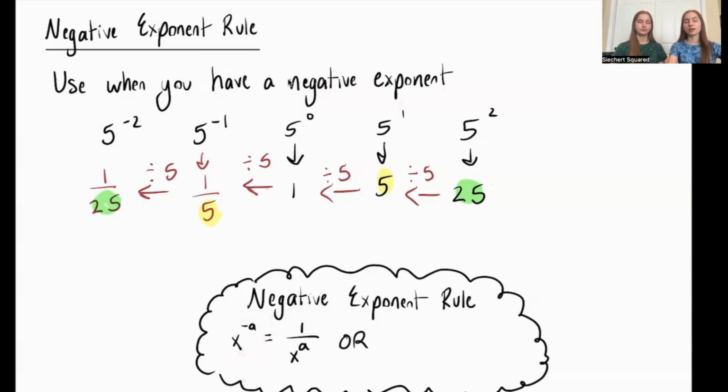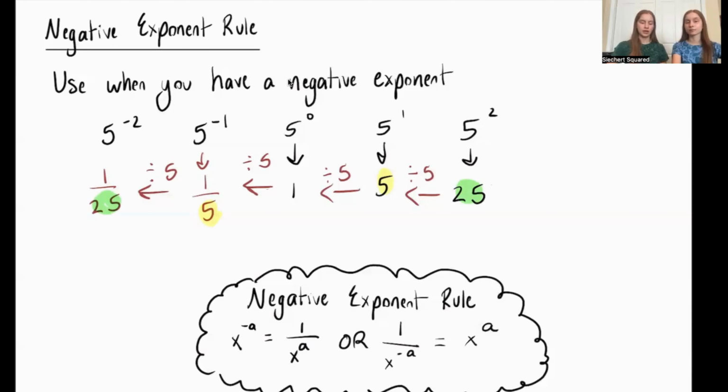Another option is that the negative exponent could actually start on the bottom of the fraction. So it could look like 1 over x to the negative a. So we have that negative exponent, but it's on the bottom of the fraction. To get rid of that negative exponent, we are going to shift this term to the top of the fraction, and then the exponent turns positive. So we could rewrite this as x to the positive a. So we still have that same exponent, it's just that the exponent is now positive instead of negative.